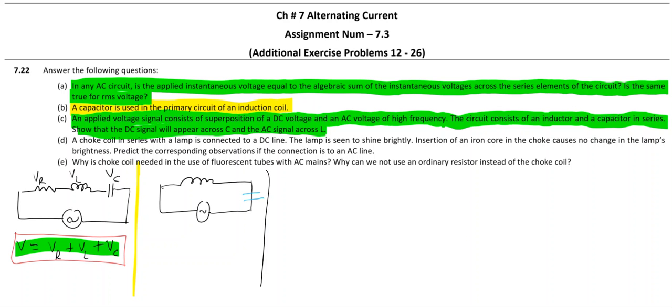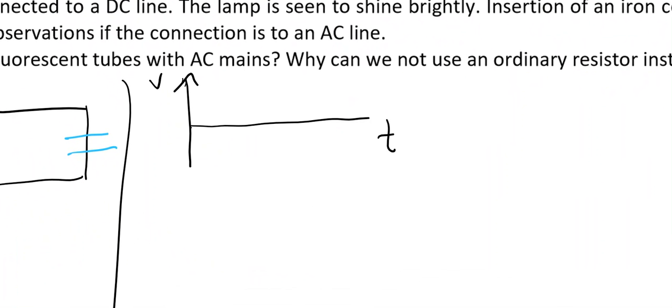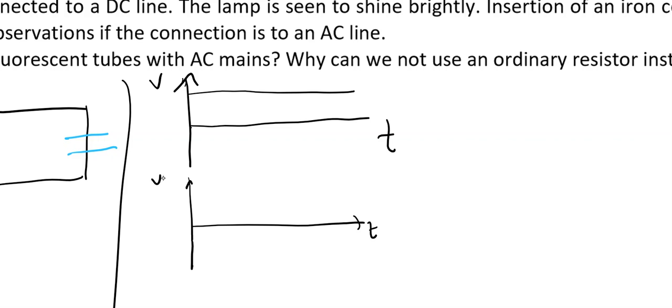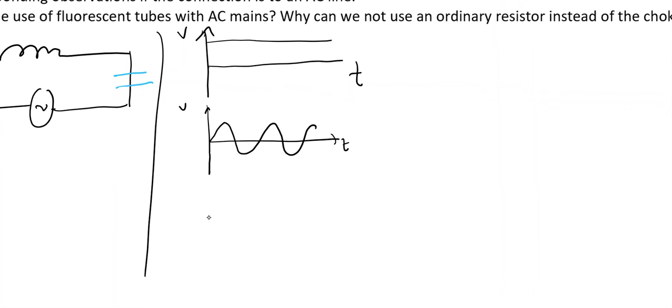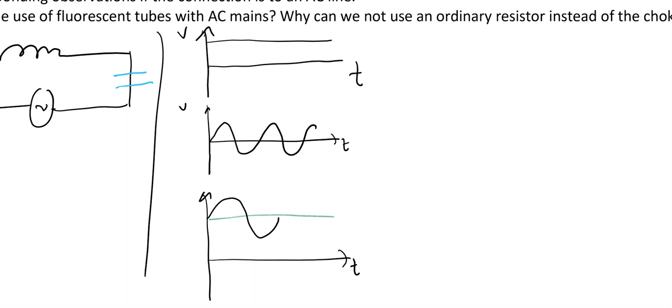So here we have superposition of AC and DC. Suppose if I plot V versus T graph for the same direct voltage, it would look like this. If I plot V versus T graph for AC, it would look like this, or if it is cos, the beginning may be different. Now when you superpose the two, AC and DC, the resultant voltage would look something like this. Okay, so this is superposition of AC and DC.